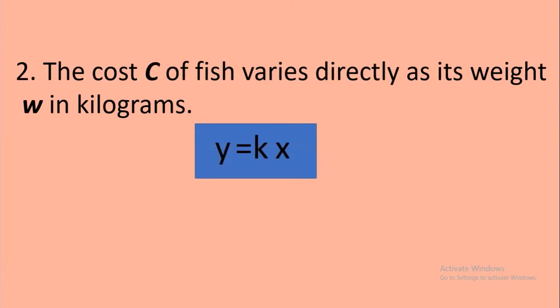Then number 2, the cost C of fish varies directly as its weight W in kilograms. So, di ba kapag tayo ay bumibili ng isda, ang halaga ng isda na binibili natin ay depende sa kanyang kilo. So, from y is equal to kx, si y ay papalitan natin ng big letter C and si x ay papalitan natin ng W for weight ng fish.